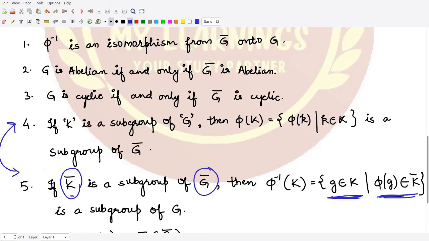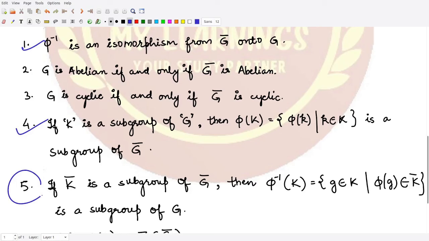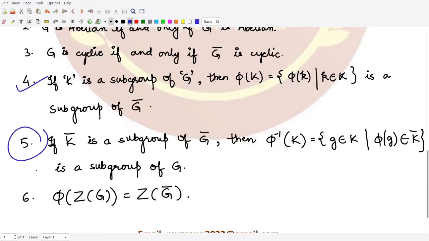Now we are taking a subgroup from the group G bar, and from this subgroup we are applying the inverse mapping onto it, and we are getting a subgroup of the group G. So you can prove this in a similar manner, or you can directly use property 4 here and property 1 here in order to prove 5. Correct?